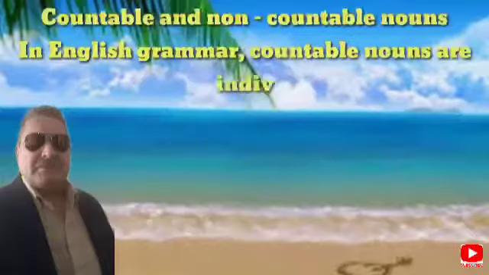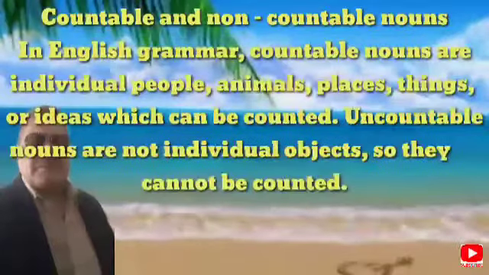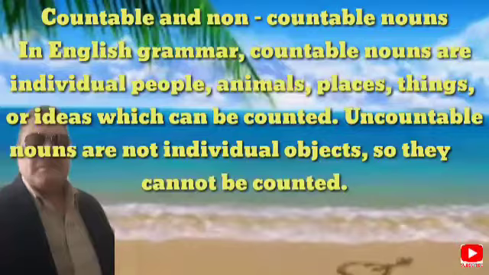Countable and uncountable nouns. In English grammar, countable nouns are individual people, animals, places, things, or ideas which can be counted. Uncountable nouns are not individual objects, so they cannot be counted.